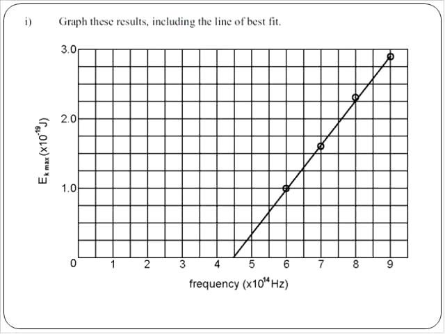So here's the first part. Graph the results. Okay, so EK max on the side, frequency on the bottom. This part, by the way, was already drawn in for you. So all you had to do is plot these 4 points, draw a line of best fit that comes all the way down to the x-axis. So you can see where the intercept is. Because this intercept is the threshold frequency. Because that is where there is 0 kinetic energy for the ejected electrons. That's what we call the threshold frequency.